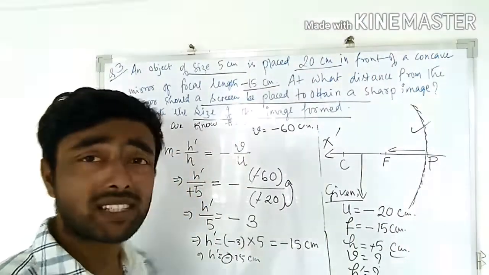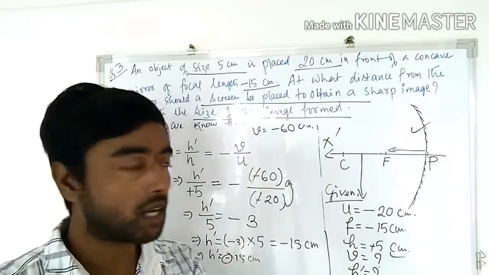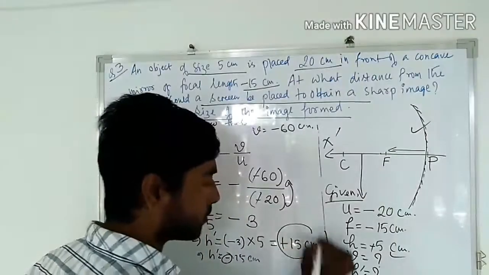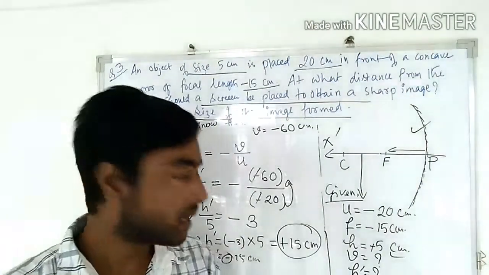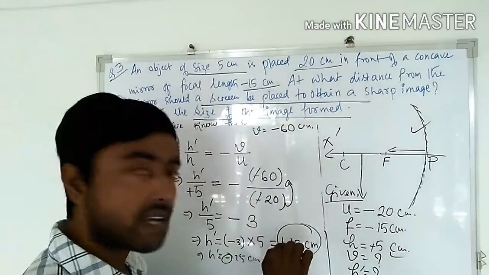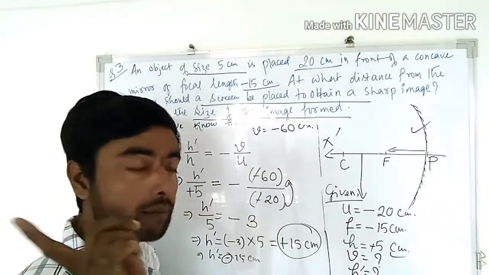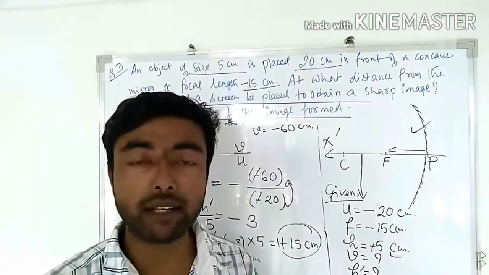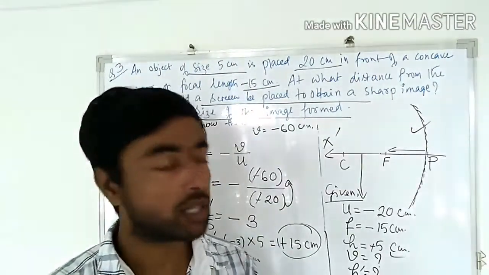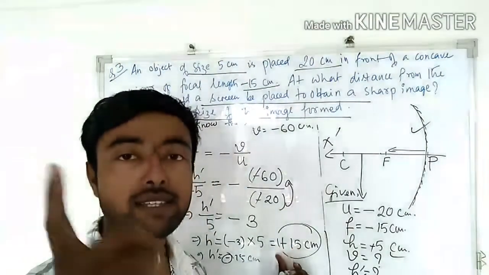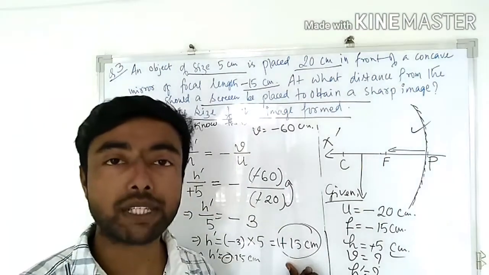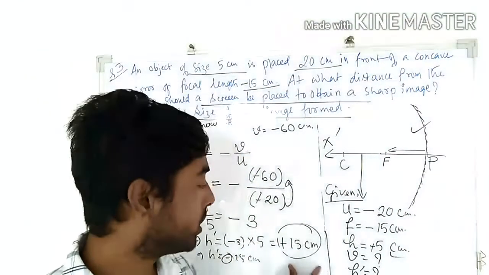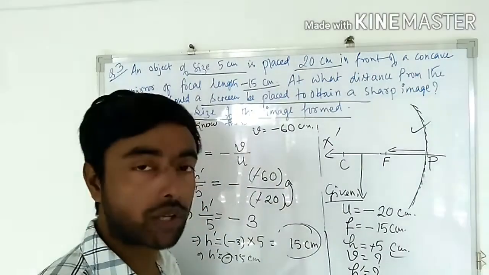Clear? Suppose you have made some mistake and you are getting the h dash value positive. Just by observing this sign, you can predict whether you are correct or not. If it is plus, that means somewhere I have made a mistake, and I need to do this problem again. Understood? If you are getting negative, that means you are correct.